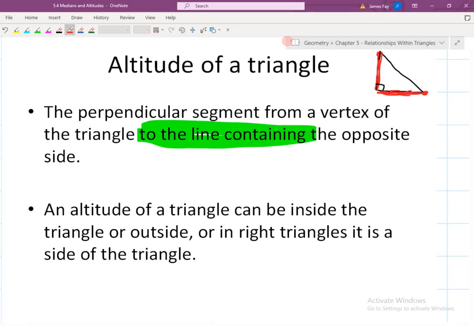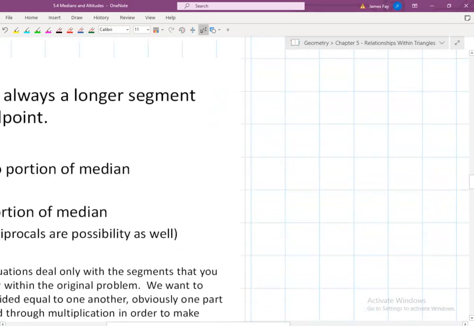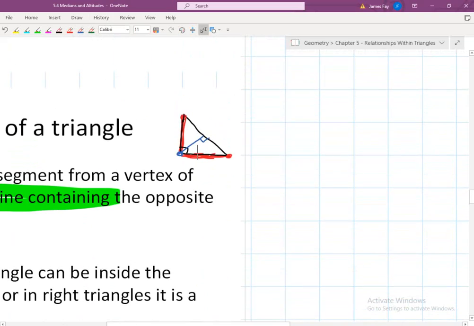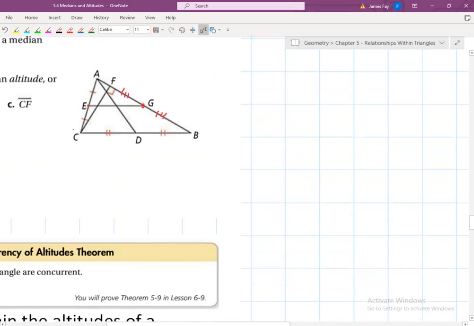Now, if I wanted to go from this vertex, the right angle, perpendicular to the opposite side, there would be a third altitude. Does that kind of make sense, everybody? It's a unique situation because of that double feature, where the legs of the right triangle are altitudes of the right triangle.